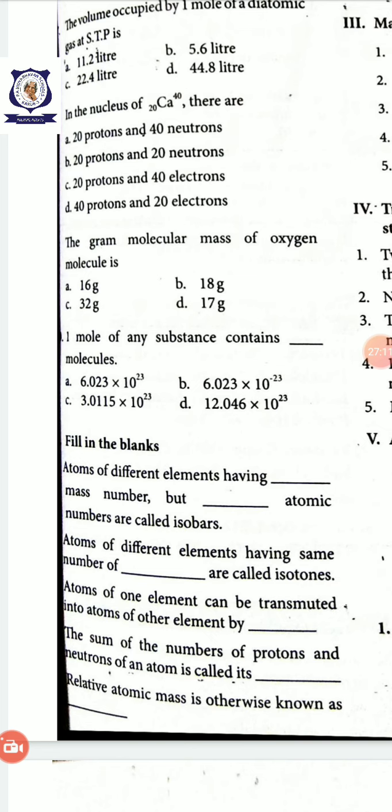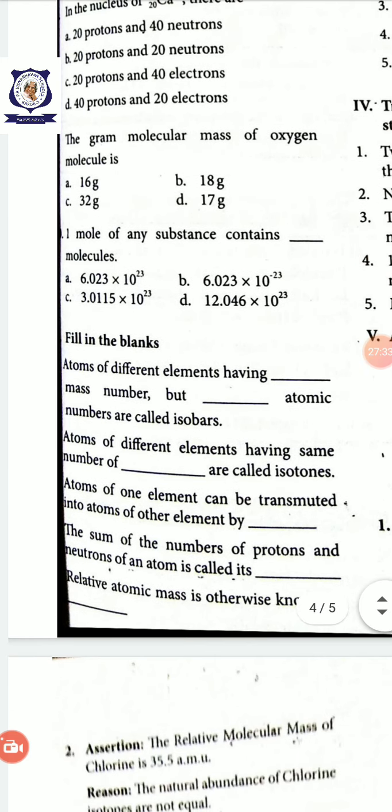Atoms of different elements having the same mass number but different atomic numbers are called isobars. Atoms of different elements having the same number of dash are called isotones. Isotones means here neutrons. Atoms of different elements having the same number of neutrons are called isotones.